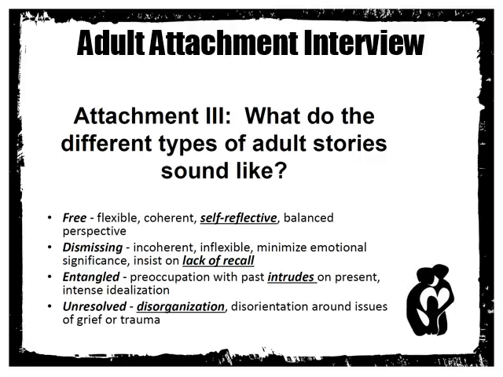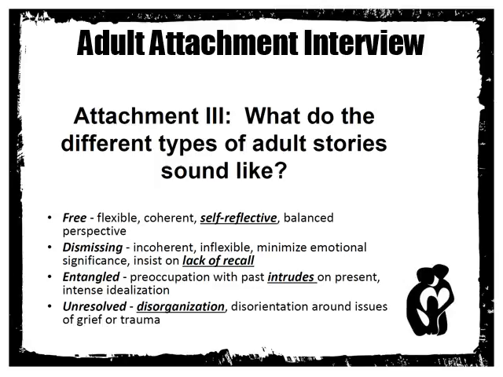A dismissing attachment style is an incoherent narrative, meaning it's very hard to follow. It's inflexible, meaning the person isn't always able to adapt to the questions being asked of them. And the person minimizes their emotional experience, and, most notably, they insist on a lack of recall. Meaning you ask a person with a dismissing attachment style a question, and they'll say things like, I don't remember. What's the next question?